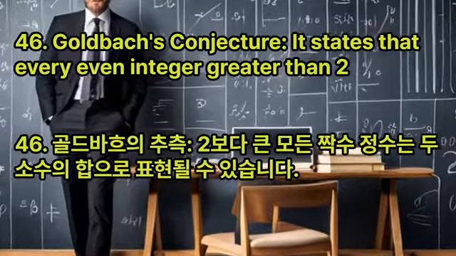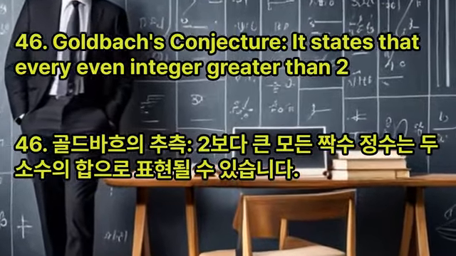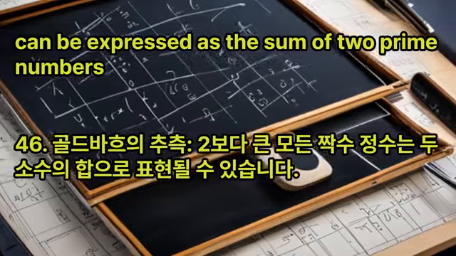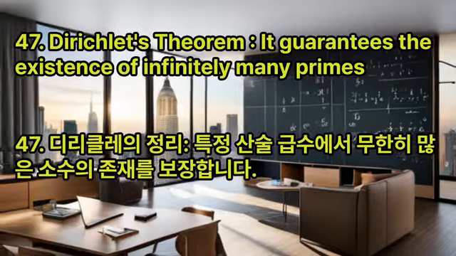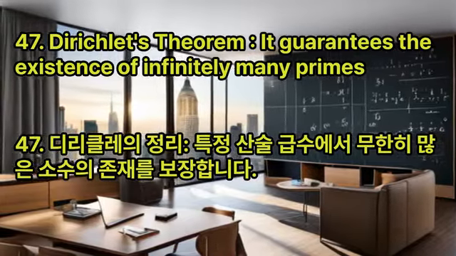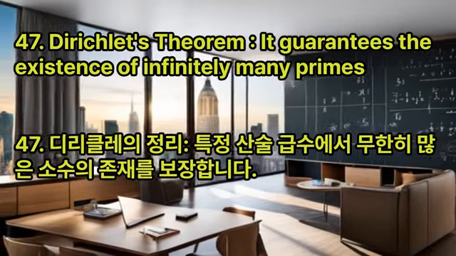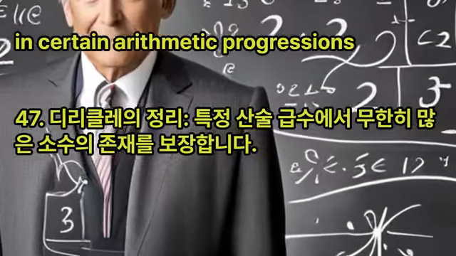46. Goldbach's conjecture. It states that every even integer greater than 2 can be expressed as the sum of two prime numbers. 47. Dirichlet's theorem. It guarantees the existence of infinitely many primes in certain arithmetic progressions.